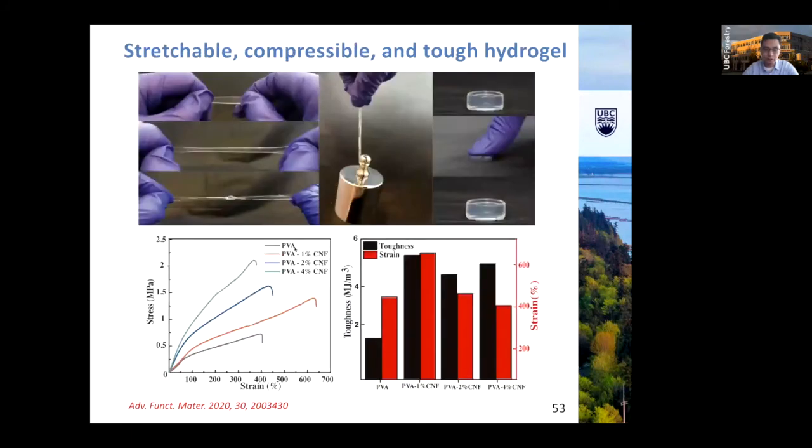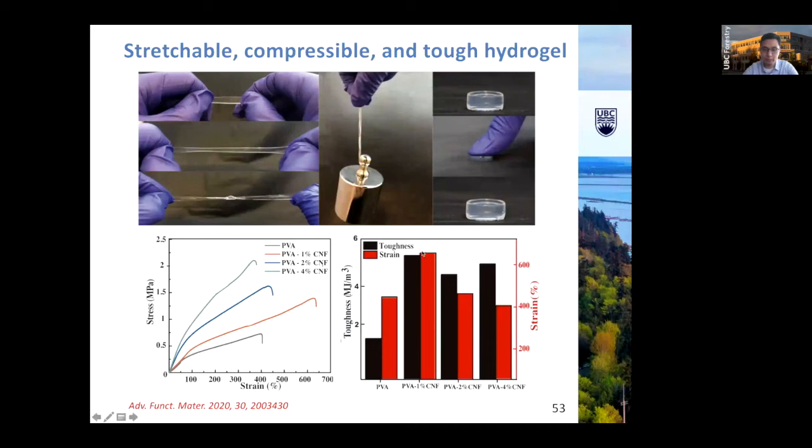Very interestingly, by adding cellulose nanofiber, even just 1%, we see a dramatic increase in both the stress and the strain value. This is the original one, this is 1%, 2% and 4%. It starts to decrease the strain, but the stress continues to increase. Increasing the stress is very common because cellulose nanofiber has a highly crystalline structure, but increased strain, especially at the very beginning, is very interesting, indicating a strong interaction between cellulose nanofiber and the PVA.